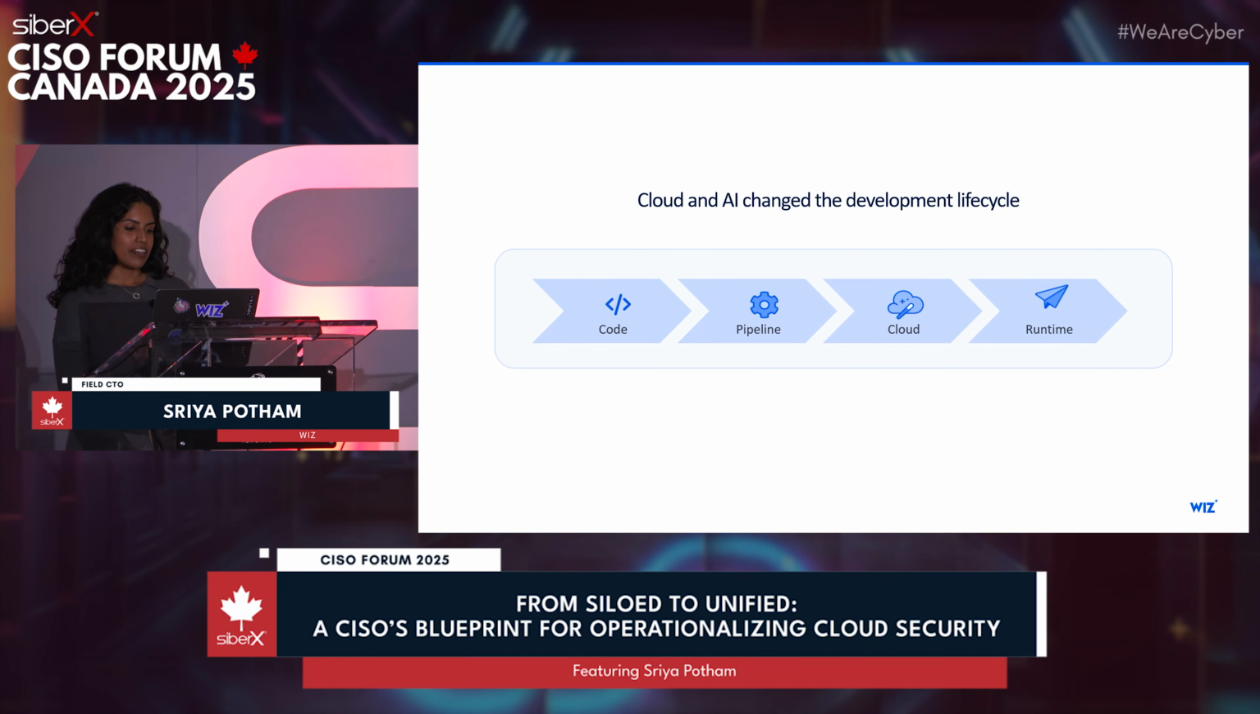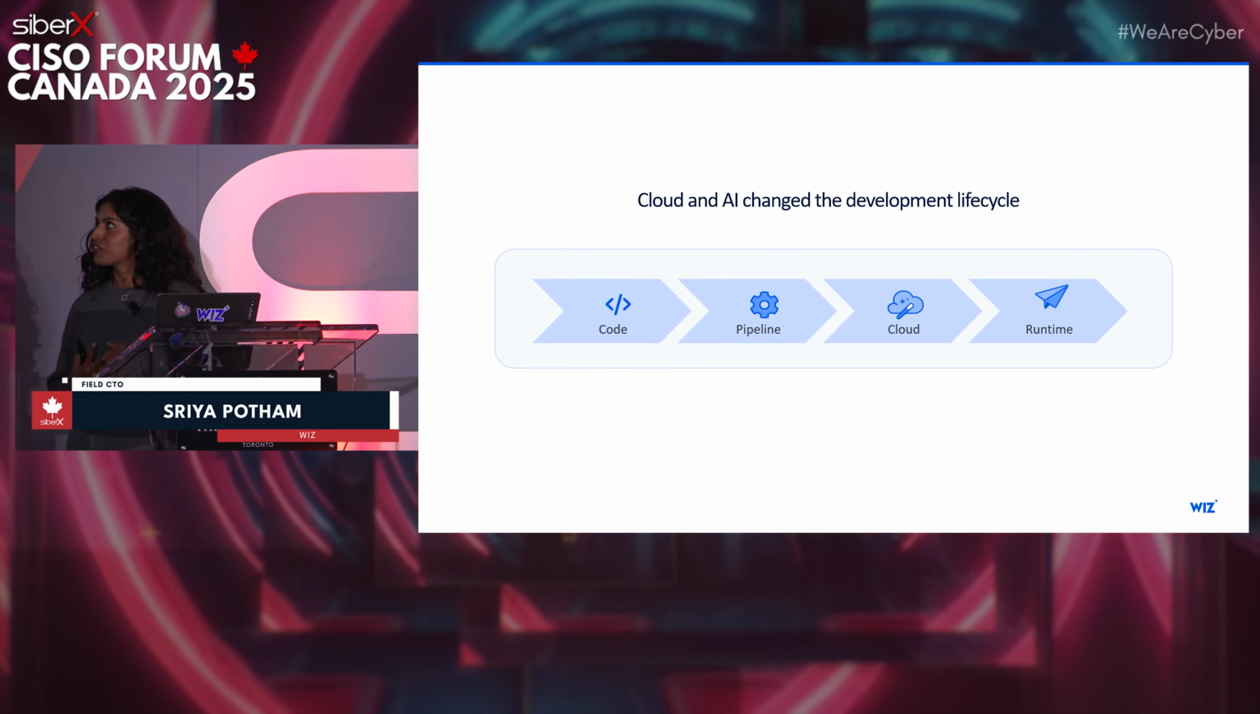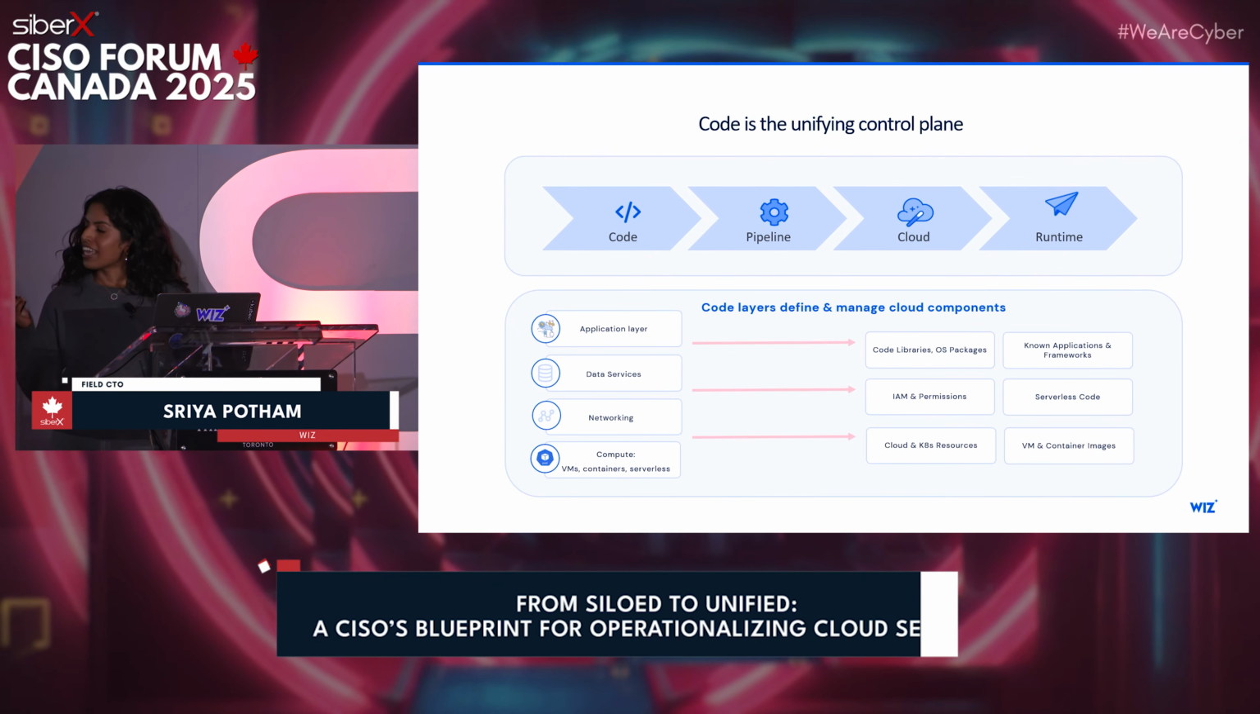The evolution in methodology transformed the development lifecycle itself, and the process now flows through a few key phases. Code, where applications are built. Pipeline, where applications are tested, integrated, and prepared for deployment. Cloud, where applications and infrastructure are deployed at scale. And runtime, where applications operate and interact with real-world users. Each of these phases are interconnected and very iterative, rather than sequential, and the heart of this transformation relies on one unifying factor, and that's code.